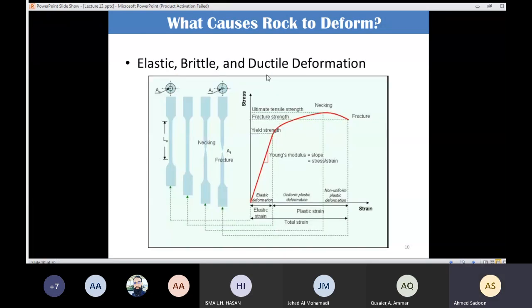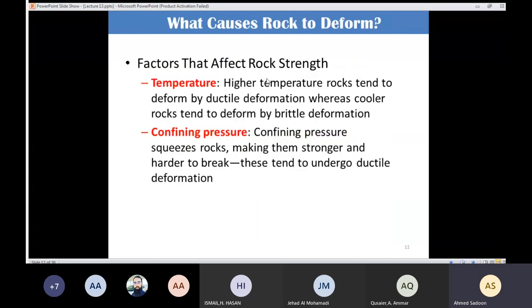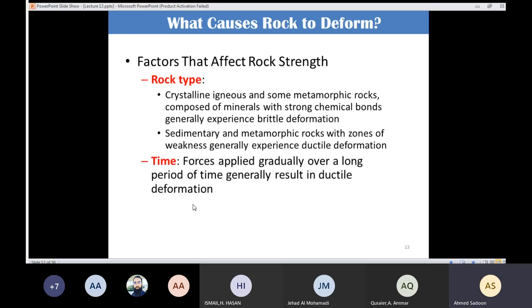And we discussed also the factors affecting the rock strength. We said that if the temperature increases, the rock tends to deform by ductile deformation, whereas cooler rocks tend to deform by brittle deformation. And also the effect of the confining pressure. If you have confining pressure, the rocks tend to undergo ductile deformation. And also we said that the rock type has an effect on the ductile or the brittle behavior, as well as the time.